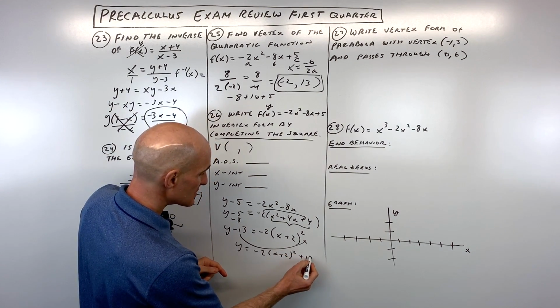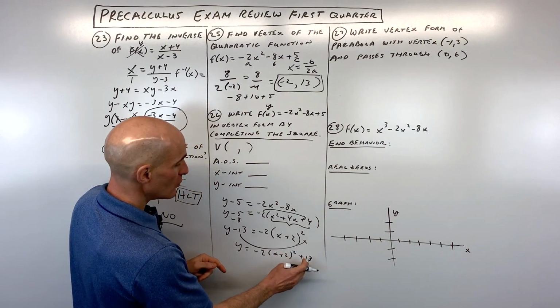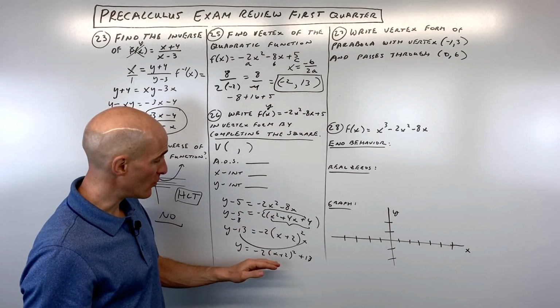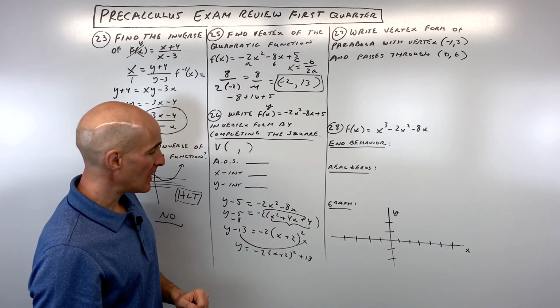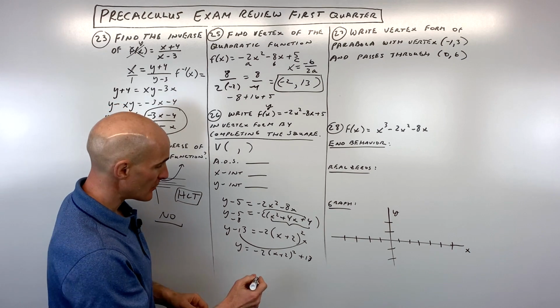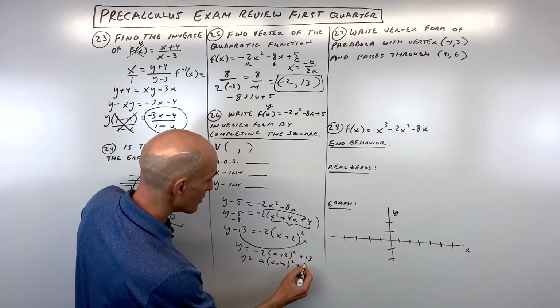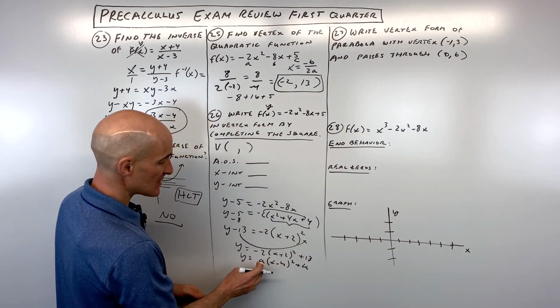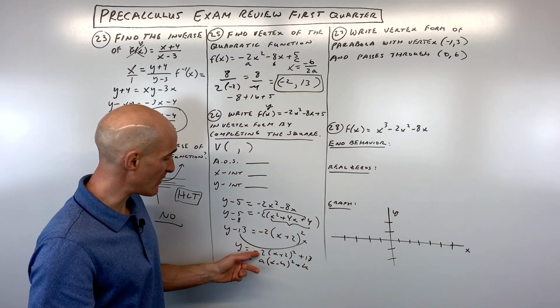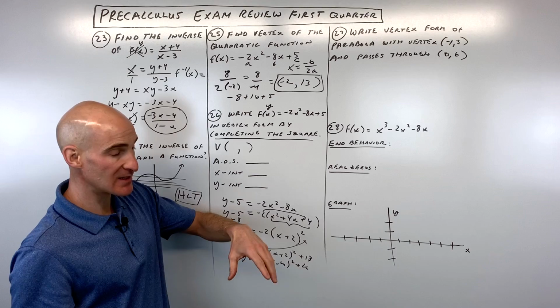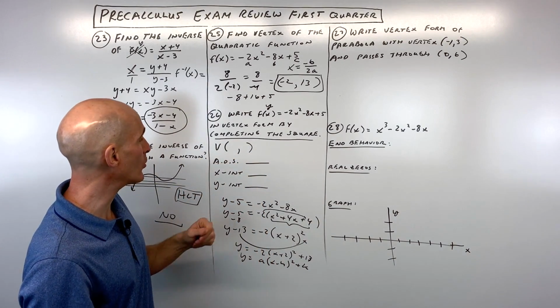So you can see the vertex is going to be at negative 2, positive 13, same thing we got here. The one that's grouped with the x has the opposite effect on the graph. So this is in the form y equals a times (x minus h) squared plus k. (h, k) is the vertex, a is the stretch, compress, or reflect. In this case, the negative 2 is reflecting it, the 2 is stretching it, it's opening downward.